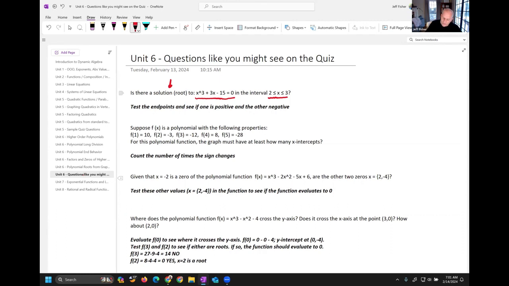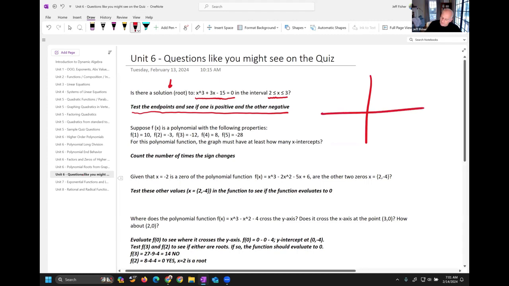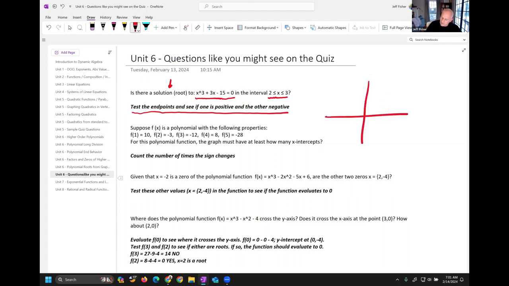So what we can do here is test the endpoints to see if one is positive and the other is negative. Because if you have a graph and you have a point here and a point here, you know that the graph at some point through there is crossing over the axis and there will be a root, right? That's the whole point. If one is below the x-axis and the other is above the x-axis, then you know that the graph must cross the x-axis to get to it, right?